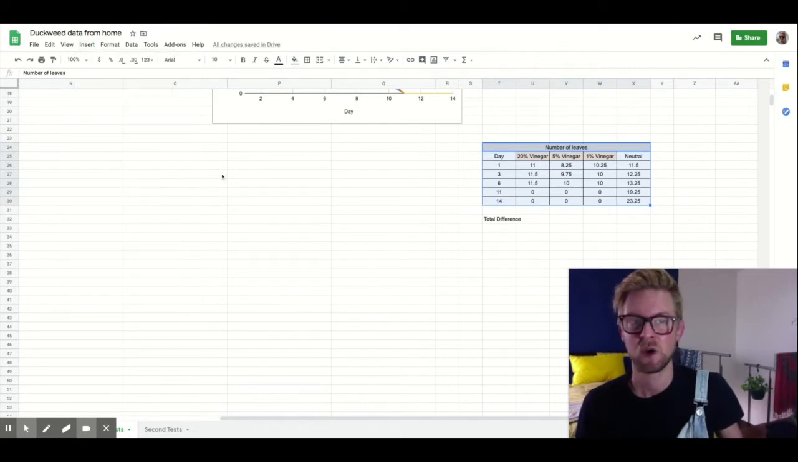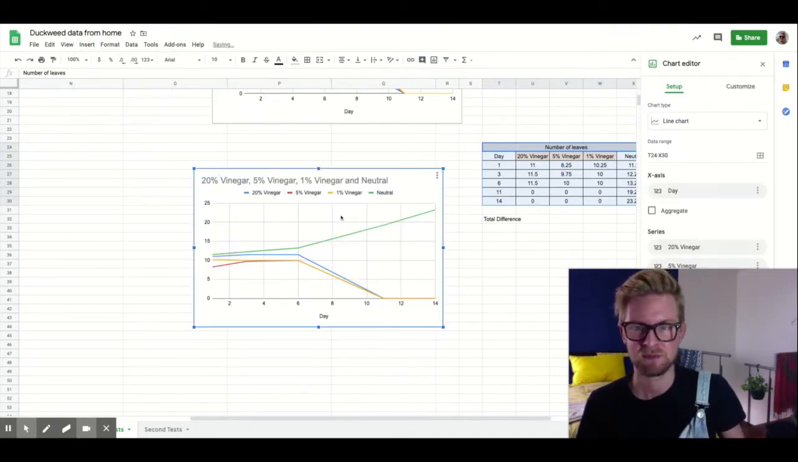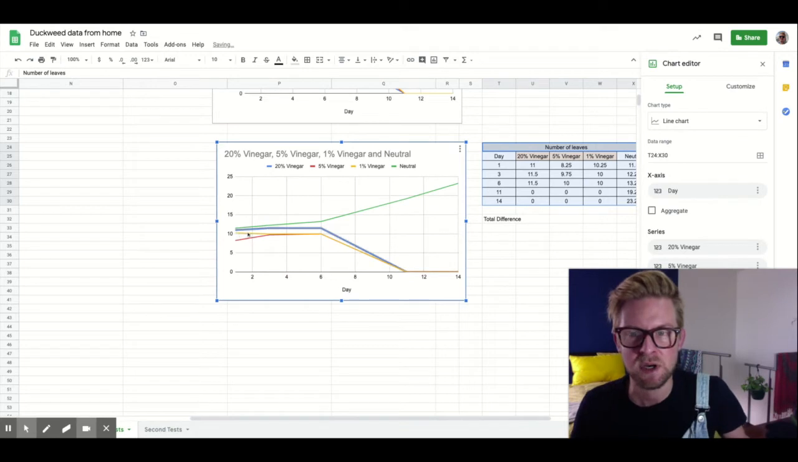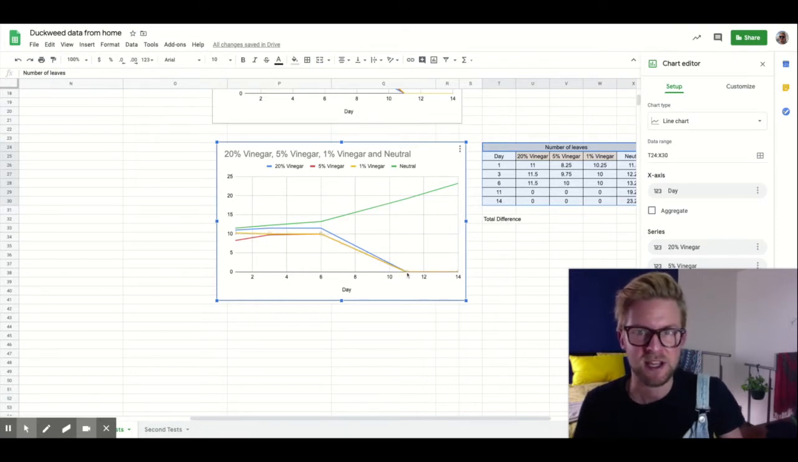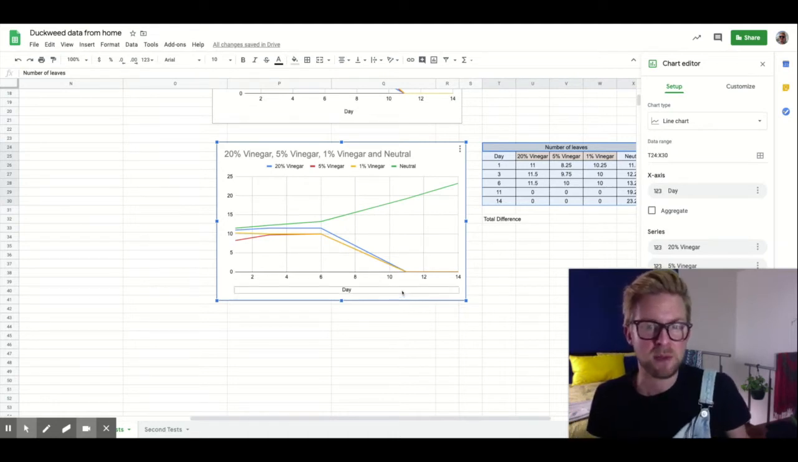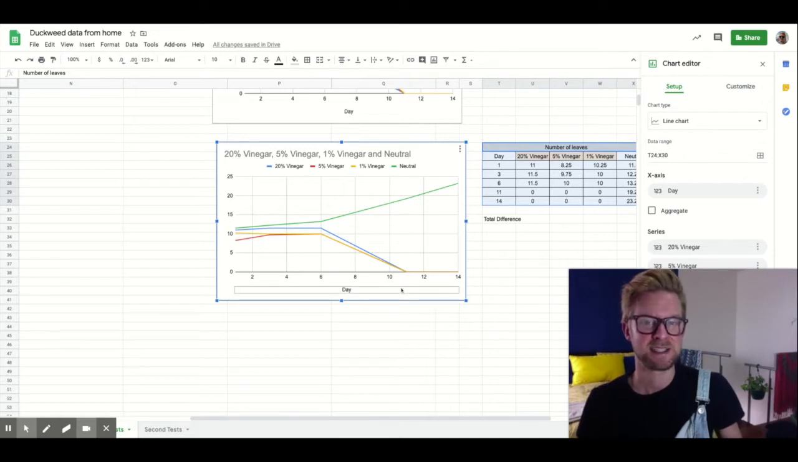And I'm going to insert a chart the same way. And whereas the number of leaves slightly increased in the 5 and 20% vinegar solutions, they remained relatively constant until the 6th day. And it wasn't until I collected data several days later that I just cleaned them up because they were clearly dead, they were rotting, and so they didn't necessarily need to continue going on.